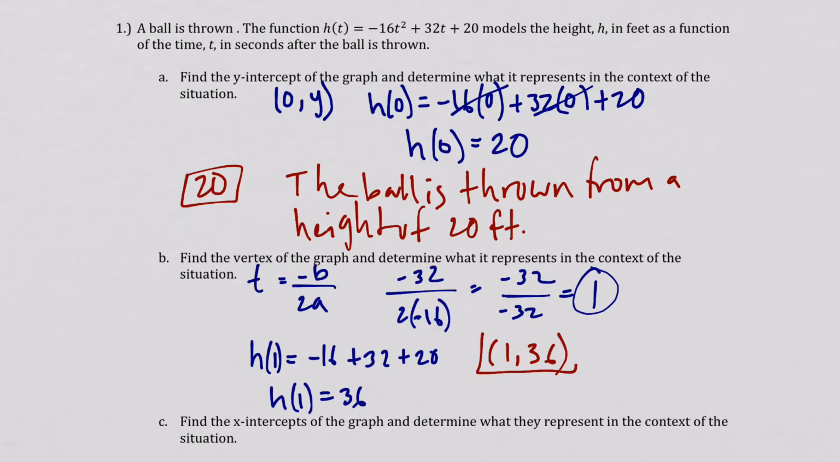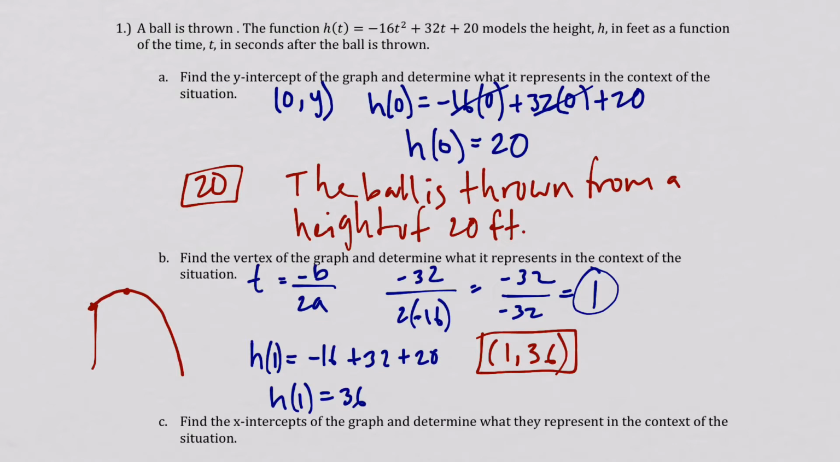And the second part of the question is to determine what it represents in the context of the situation. What does that point represent? If you think of the graph of this ball being thrown, it's thrown from a particular height, which we said is 20 feet. It's thrown from 20 feet up, and it goes this way, and then it goes towards the ground. The vertex is this point right here. So what is that point that we just found, (1, 36)?